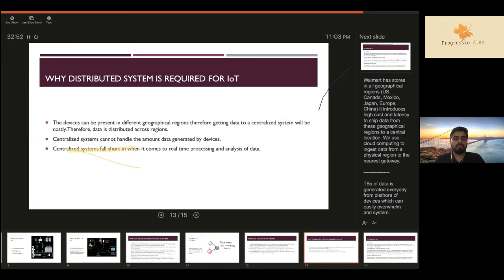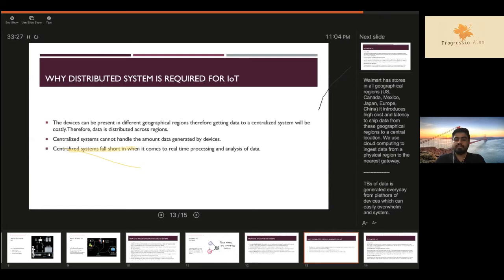The devices can be present in different geographical regions. Therefore, getting data to a centralized system will be costly, and so data needs to be distributed across regions. This comes from experience: Walmart has stores in all geographical regions, whether it be the US, Canada, Mexico, Japan, Europe, China, and many more countries. Each of these countries generates its own data because there are devices installed in each of them.